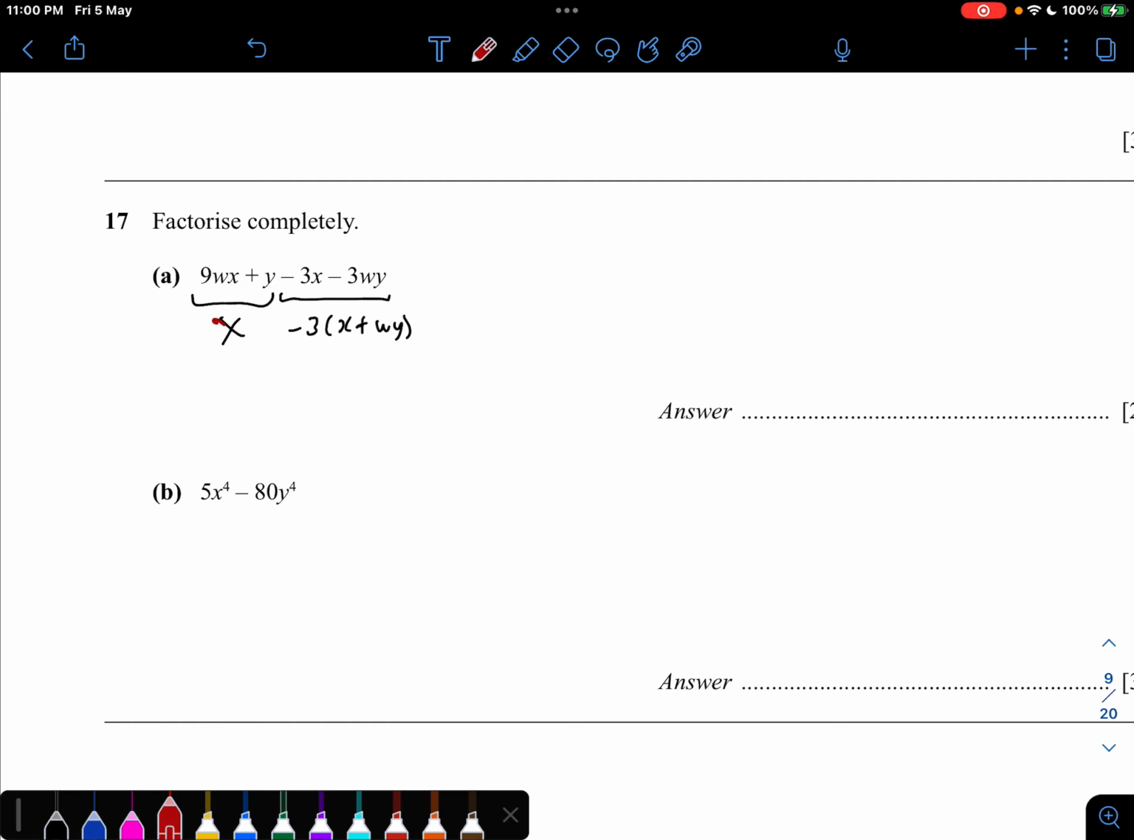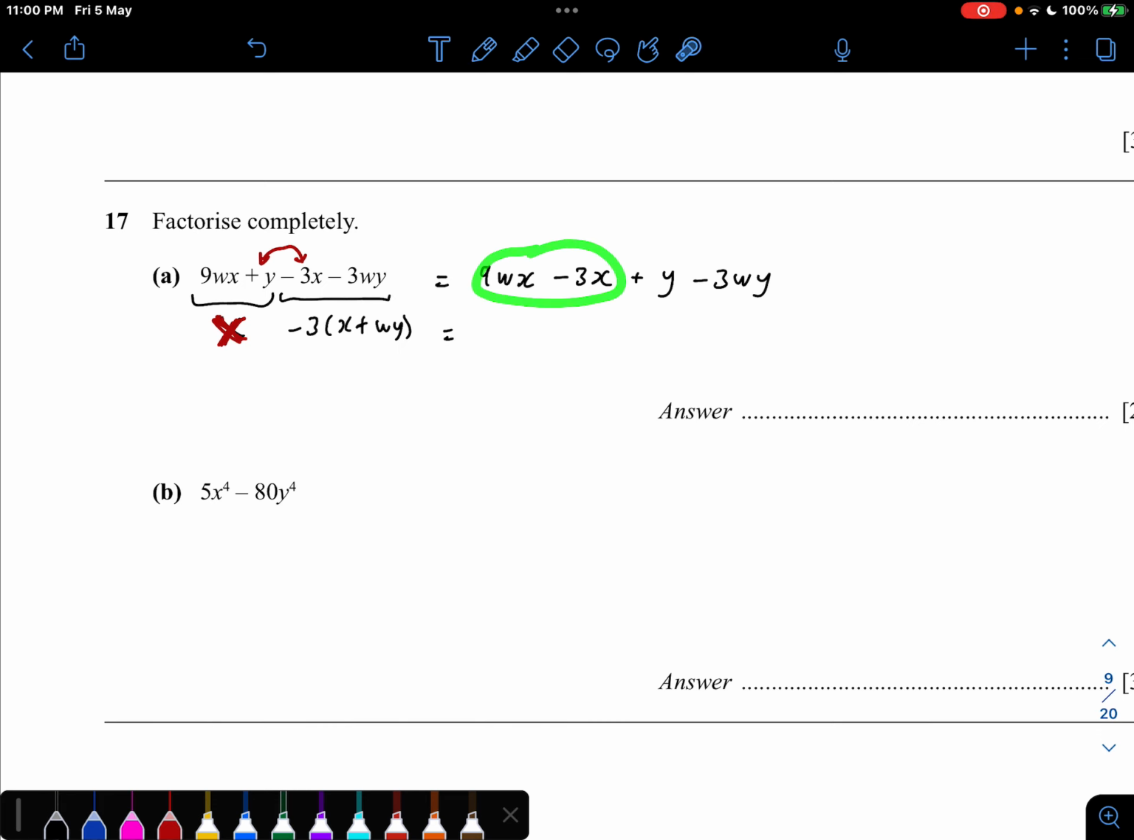The moment you hit this roadblock where the first two terms cannot be factorized, please shuffle the terms. What I recommend is to swap the second and the third term around. Okay? Let's see what happens then. 9wx, the plus y and minus 3x swap around, and then you have minus 3wy. Okay? Let's see now what happens.